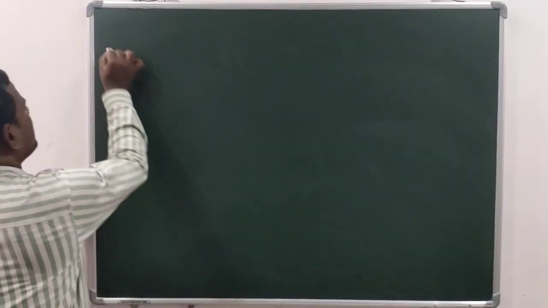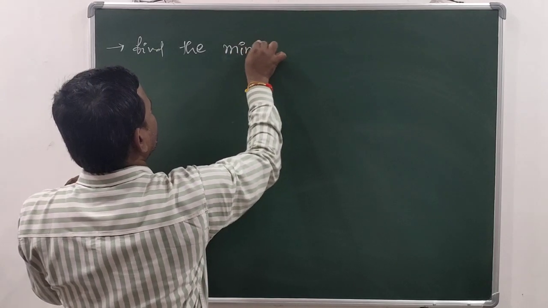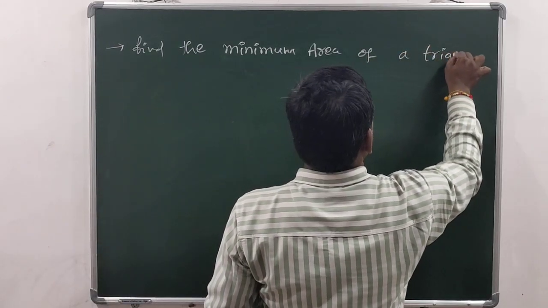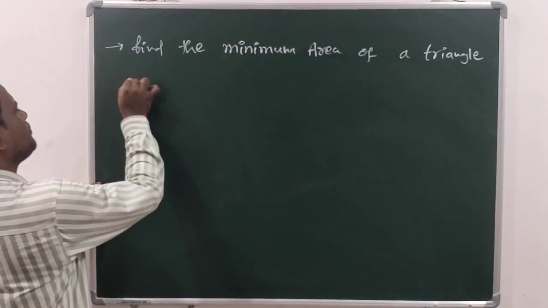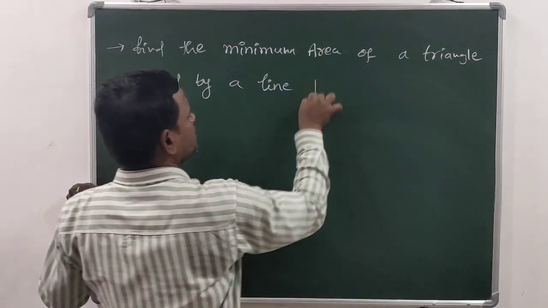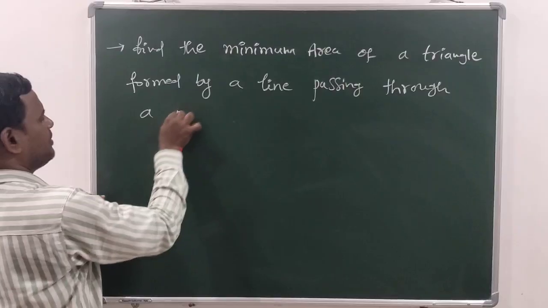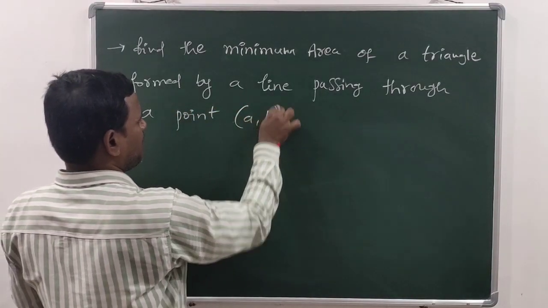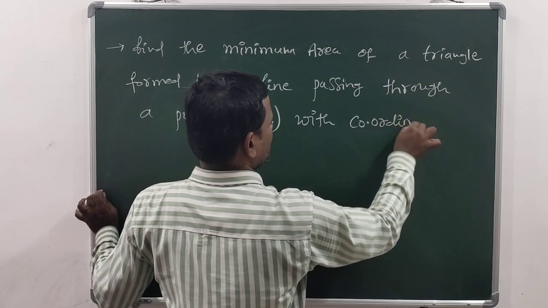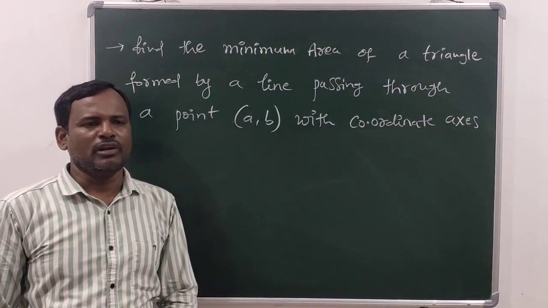Now let us see the problem. Find the minimum area of a triangle formed by a line passing through a point A comma B with coordinate axis. So this is the given problem. Now let us see whose solution.